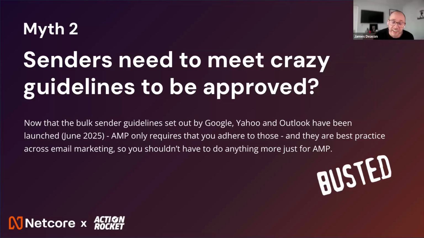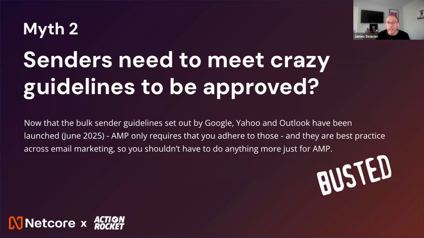Yeah, it was busted. Now, I mentioned sender guidelines because we're all hopefully familiar with the ones that were launched in February last year by Google, Yahoo, and then updated with Microsoft back in June this year. These are the ones that are actually now aligned with what AMP would require anyway. So if you're not hitting those bulk sender guidelines, you'll be having trouble getting your emails received by recipients anyway.